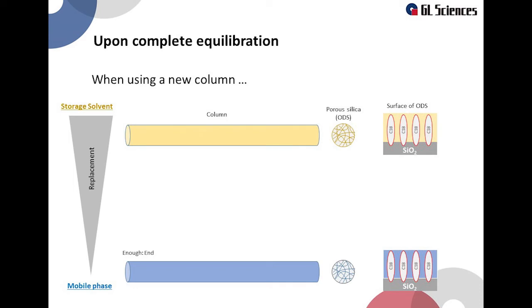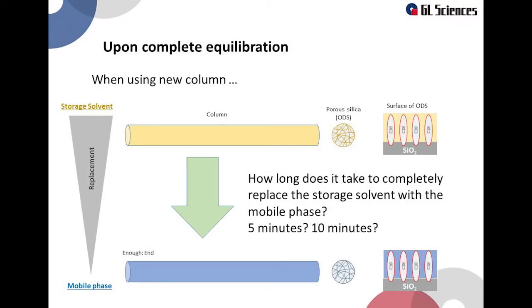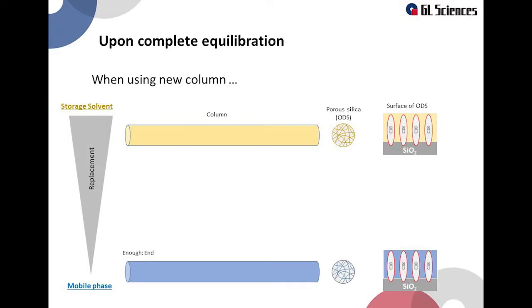When you start using your new column, you first need to flush the inside of the column with your mobile phase. In many cases the storage solvent has a different composition compared to the mobile phase to be used. Replacing the mobile phase with some storage solvent does require some time. You may think that the storage solvent will be replaced by the mobile phase when running a single column volume. Actually, it is necessary to run several times the column volume. We advise to run the column volume 10 times or more before using your new column.